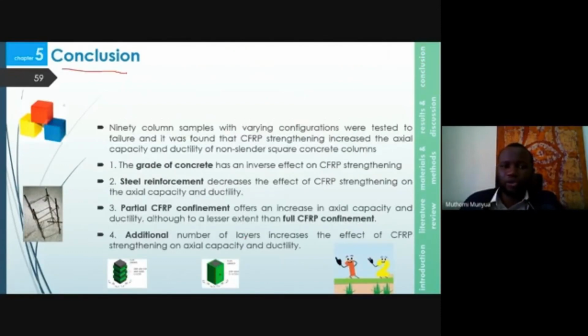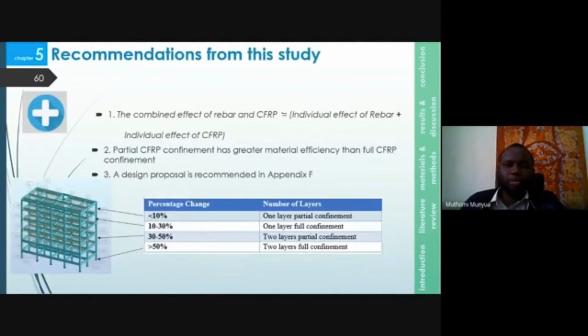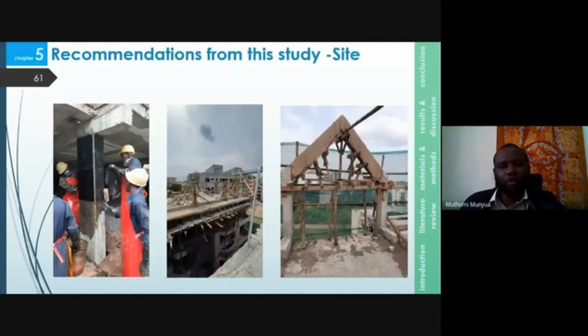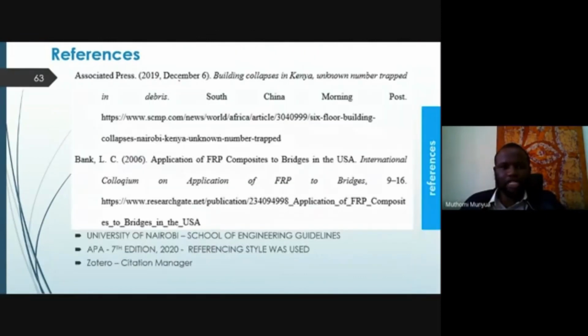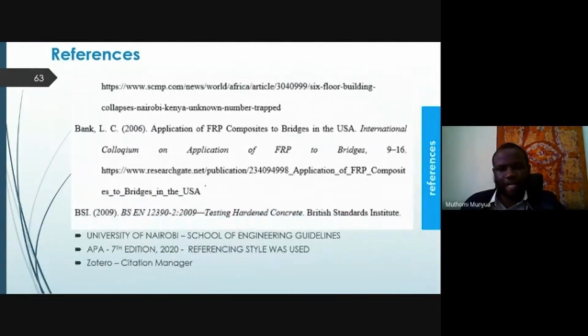With the experimental methodology verified, 4 conclusions based on the concrete grade, steel reinforcement, degree of confinement, and the number of layers were made. Recommendations were made from the study, including a design proposal in Appendix F. This proposal was also adopted on site, where the bottom columns had 2 layers of CFRP, and at the top, actually none was applied. Recommendations for further research are also included, and the references that were used are hereby included.